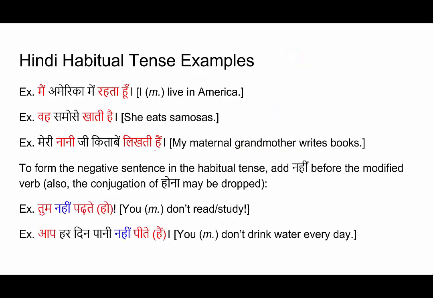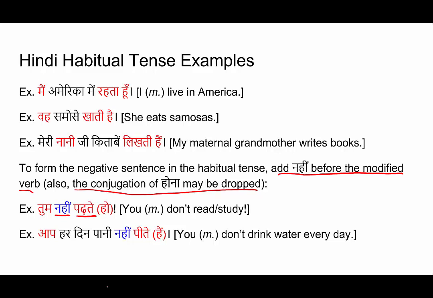Now, to form the negative sentence in the habitual tense, we add nahi before the modified verb. And we can also drop the conjugation of hona if we want. Tum nahi padte or tum nahi padte ho, which means you don't read, study. So nahi goes right before the modified infinitive, which is padte.